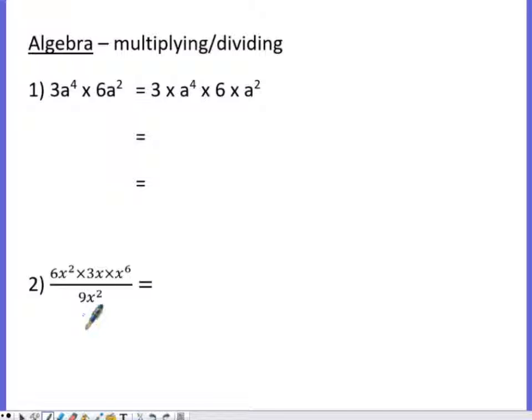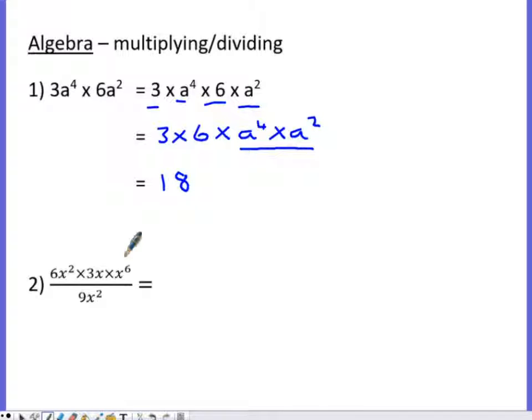When multiplying or dividing, it's a good idea to split it up. So here, this means 3 times a to the power 4 times 6 times a squared, as I wrote here. We're then going to look at the numbers first, so we're going to do 3 times 6 first, and then look at the letters next, so times a to the 4 times a squared. Looking at the numbers, 3 times 6 is 18, and a to the 4 times a squared, like we did with the indices, we add the powers together and we get a to the 6. So our answer is 18a to the 6.